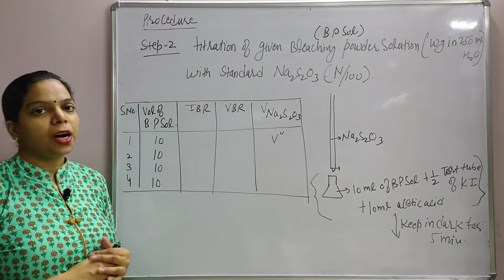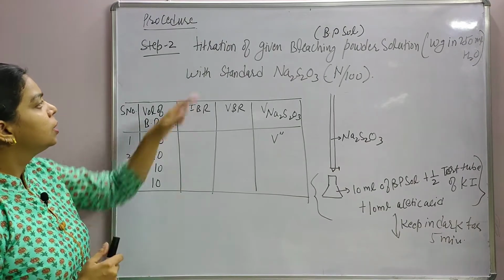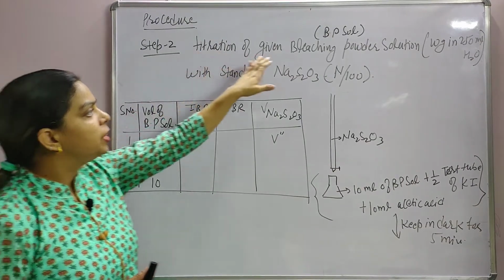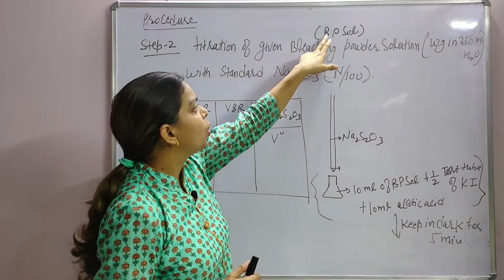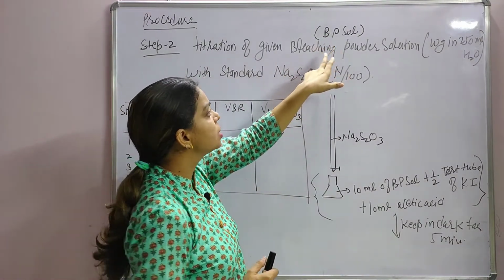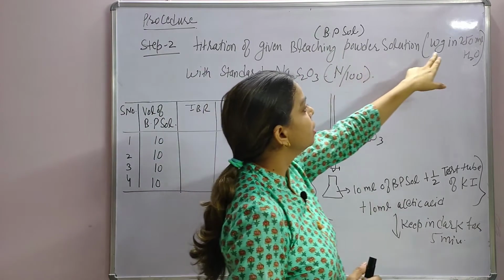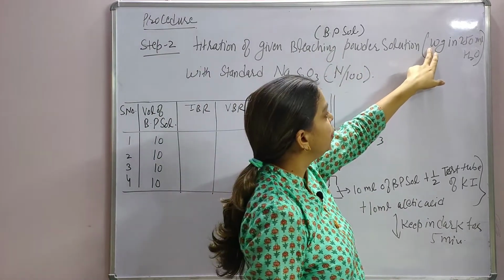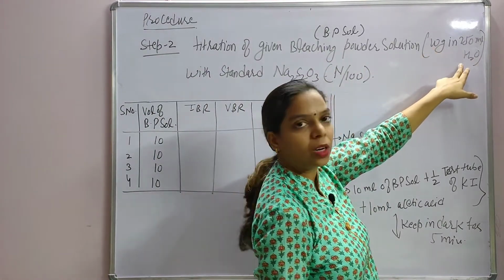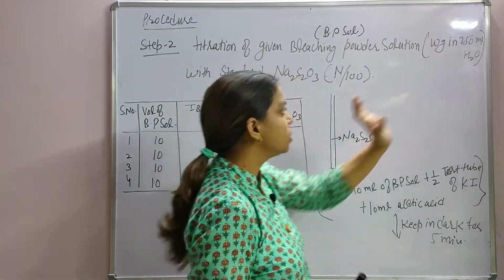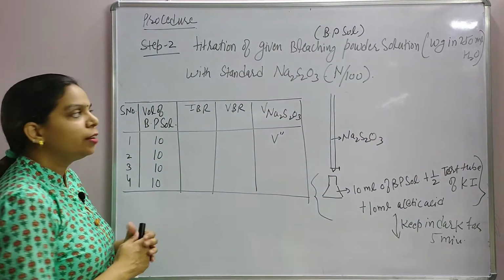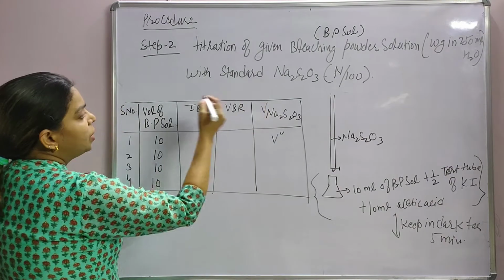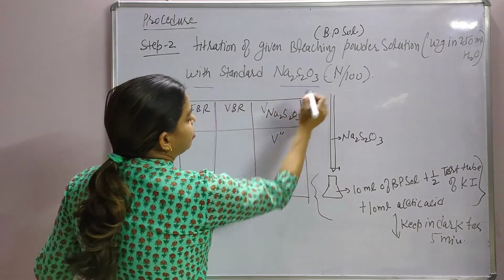So for the next part, for the experimental part, we titrate the bleaching powder solution. I am calling it BP solution for the convenience. So bleaching powder solutions, let's say I have dissolved W gram in 250 ml of water. So this way I have prepared this solution, or whatever is provided to you. I will titrate it with standard thiosulfate solution.